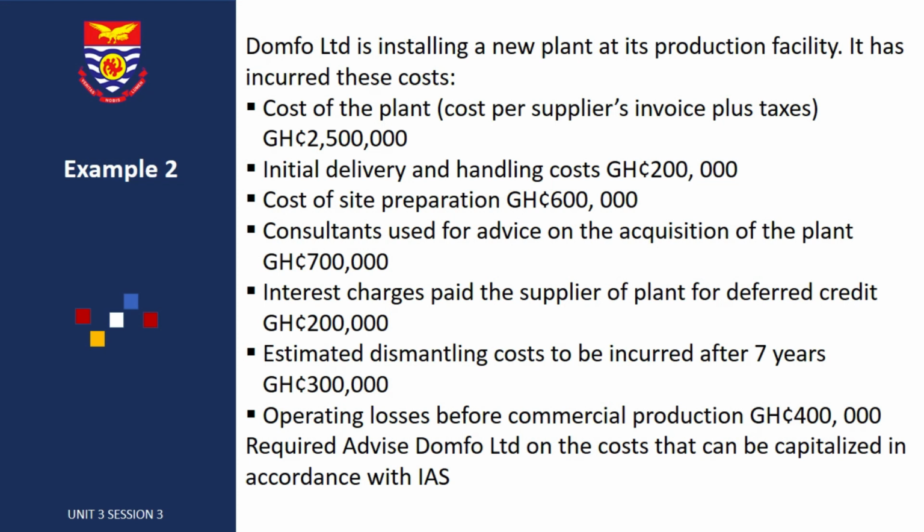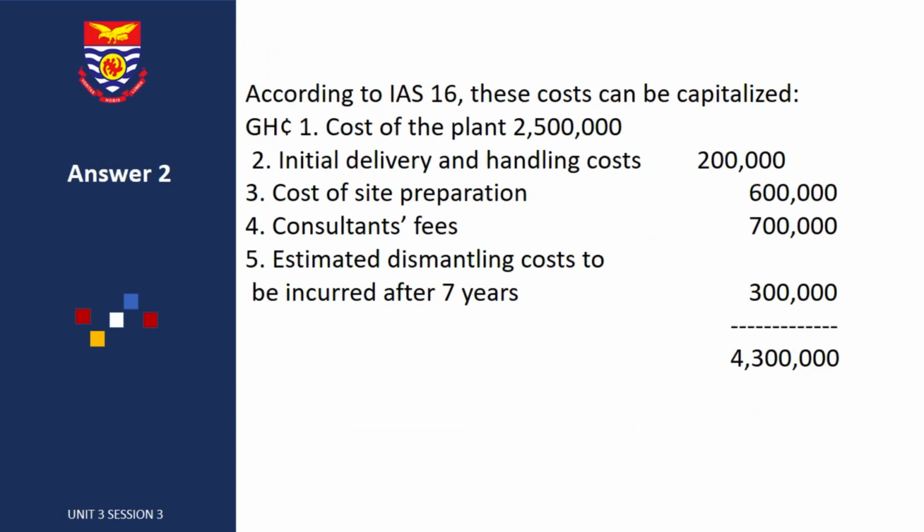Then we have the estimated dismantling cost to be incurred after 7 years. So they have given us the value. We presume this is the present value of 300,000. So we capitalize it. Then 7. The operating losses before the commercial production. It can't be added to the cost, but rather must be expensed. So this is how the solution looks.